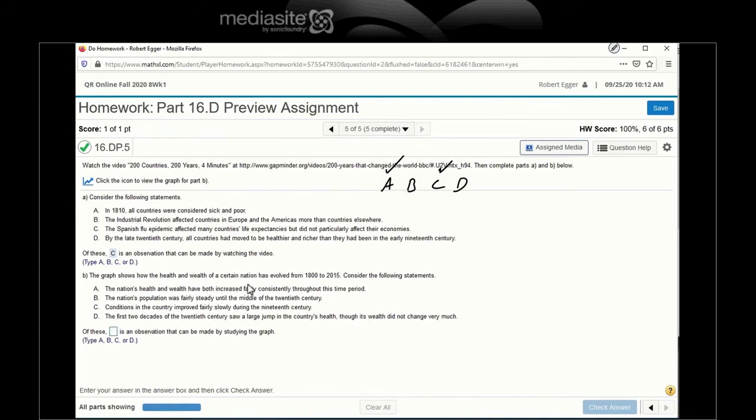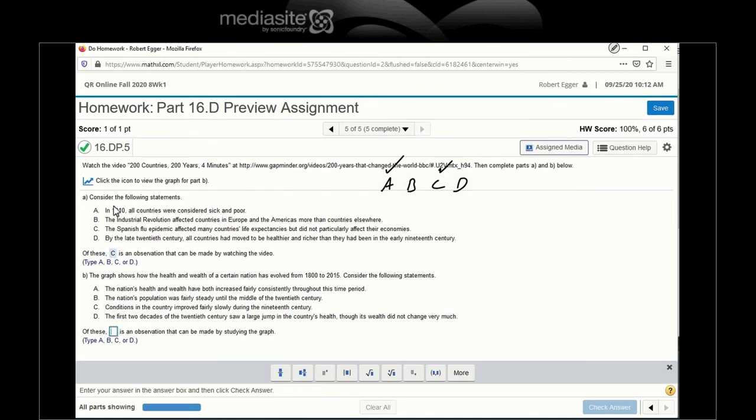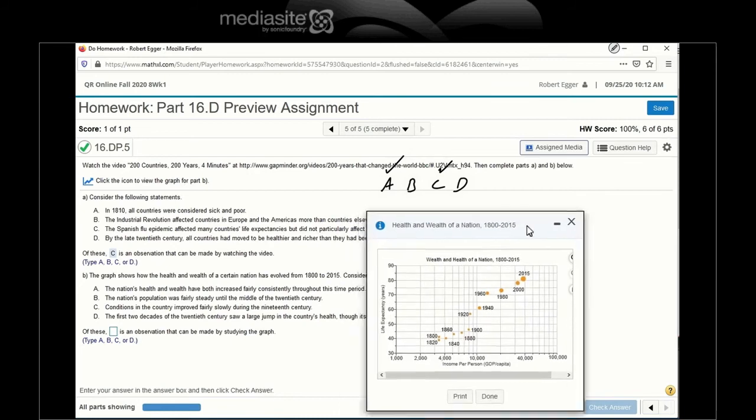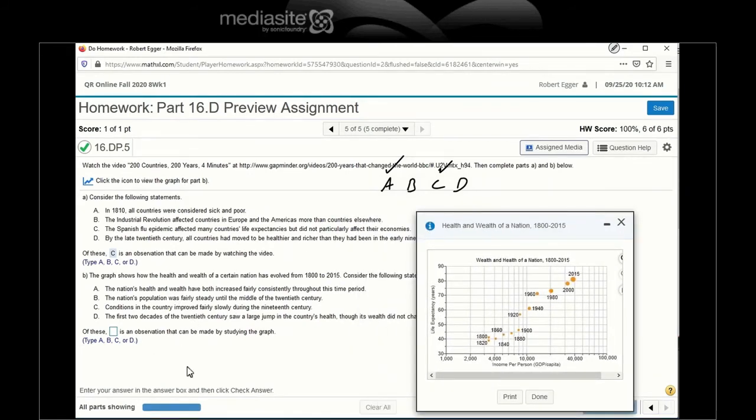I'm going to try A on this one also. Because the nation's health and wealth has both increased fairly consistently throughout the time period. Of course. Although, mind you, let's look at the table here. This is linear. 30 to 40 is 10, 40 to 50 is 10, 50 to 60 is 10. This is logarithmic. 1,000, 2,000, that distance is good for 1,000. About the same distance, that's doubling. And 1,000, that's times 10.